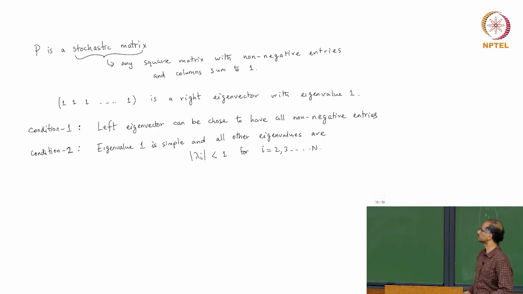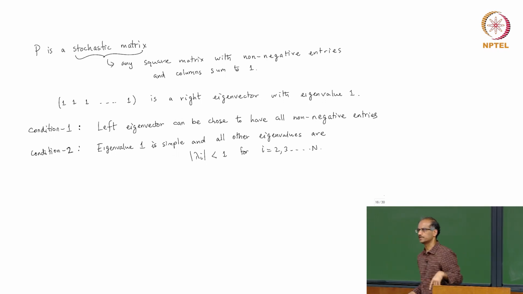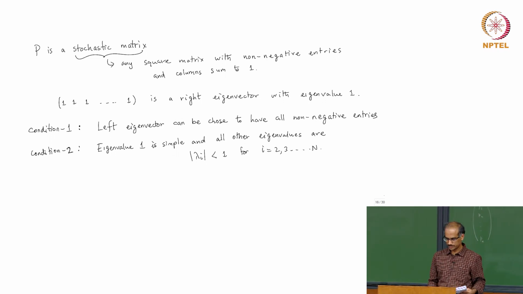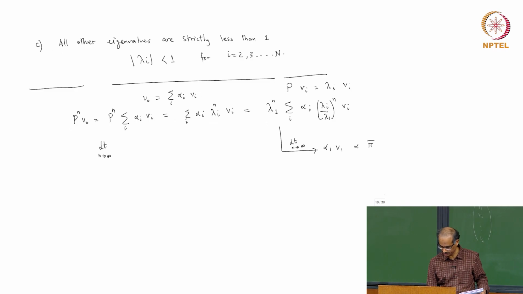Yeah, these two conditions. So now you can ask the question, under what condition can we conclude that P power n will satisfy these conditions? Under what conditions of stochastic matrix? So let's say you have a stochastic matrix with zeros in it. Under what conditions will it satisfy this?